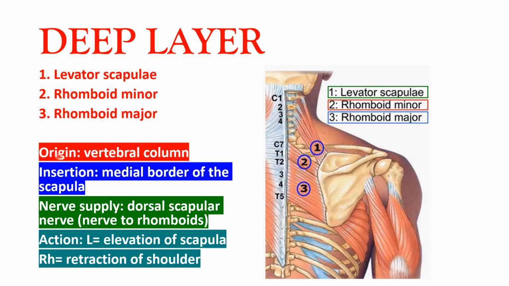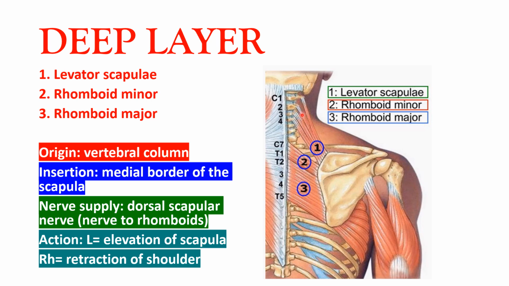Now all these muscles originate from the vertebral column, C1, C2, C3, C4, and then insert on the medial border of the scapula. So this is the medial border. Here we have the medial border of the scapula.